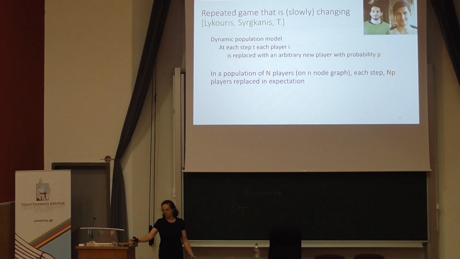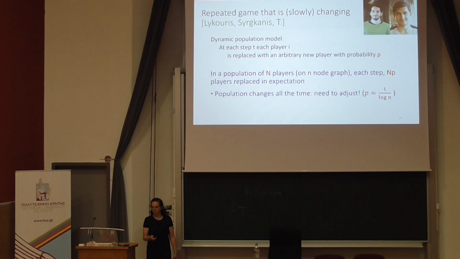So if you can make this probability high enough, or whatever you make it with N players, then N times P players change all the time, so there is always change going on. There's constant churn, and I guess our claim is that people will be able to adjust to this change as long as I keep the probability of change roughly 1 over logarithmic in the size of the game, that is the number of nodes in the game or number of items on sale or something of that sort.